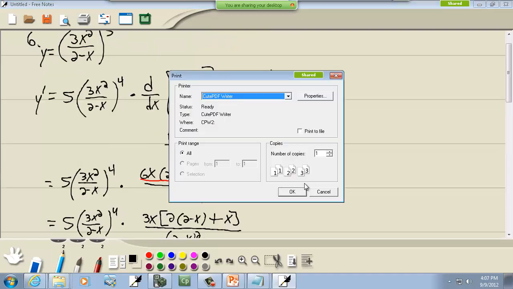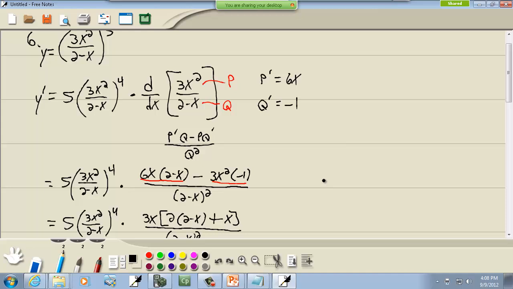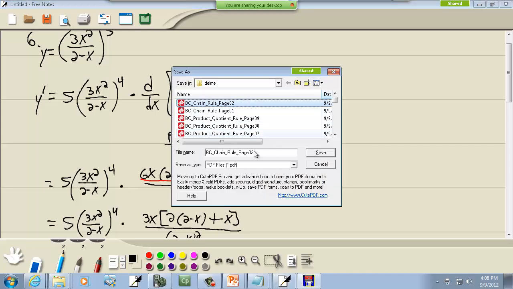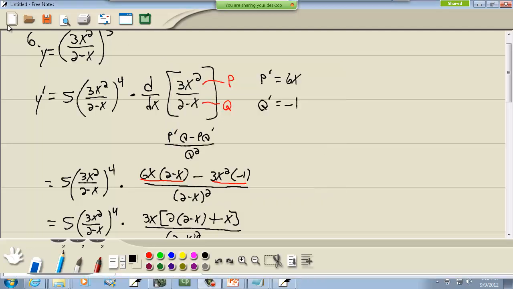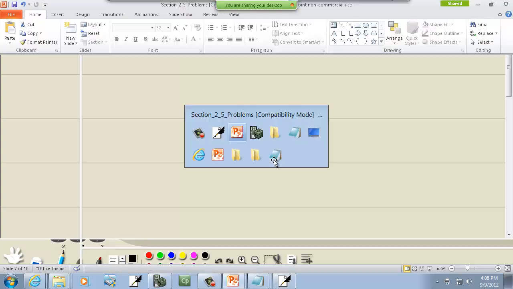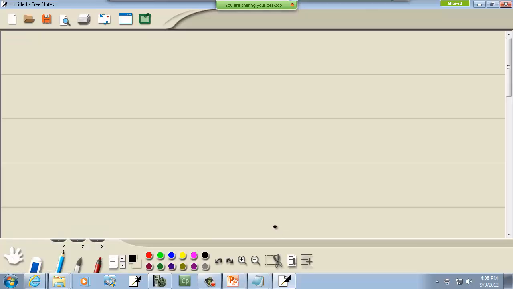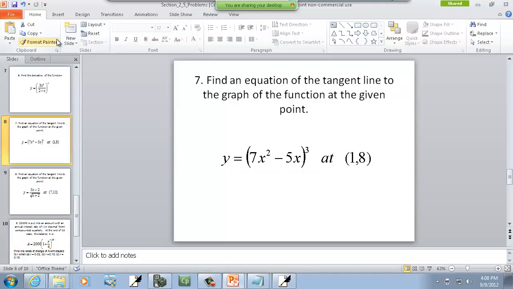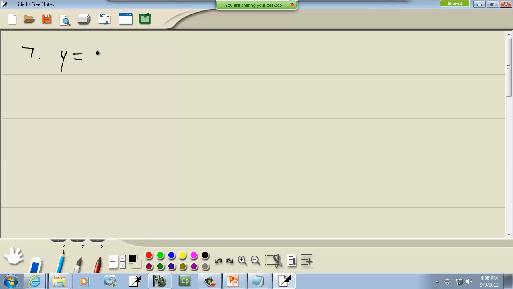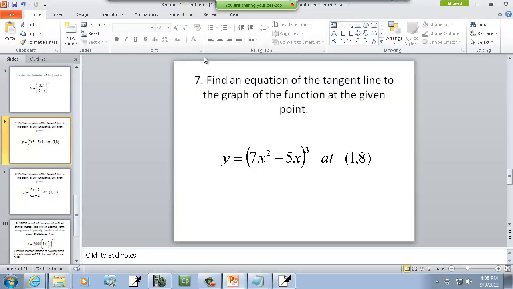Okay, so let's save it. And let's look at the next problem. Excuse me. Y is equal to 7x squared minus 5x to the 3rd power, and we're given this point 1/8. Now it says find the equation of the tangent line.